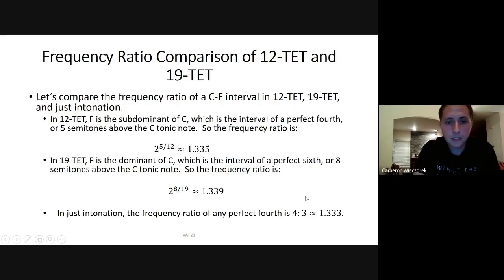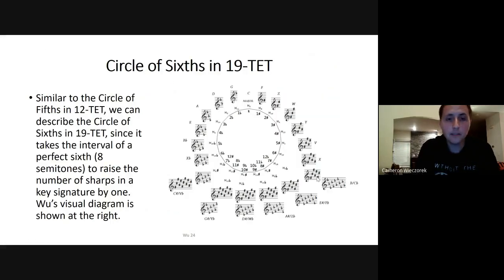And because in the 19-tone system we are dealing with perfect sixths now instead of perfect fifths, in order to raise the number of sharps, we have this idea of the circle of sixths. So similar to the circle of fifths in the 12-tone system, we can describe the circle of sixths in the 19-tone system, since it takes the interval of a perfect sixth, or 8 semitones, to raise the number of sharps in a key signature by 1. So this is Wu's visual diagram of the circle of sixths in the 19-tone system.